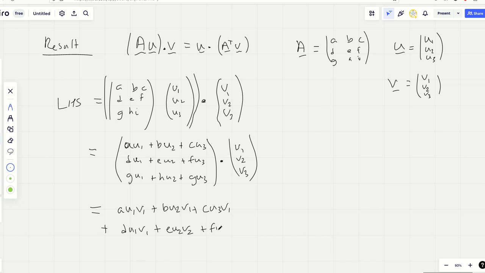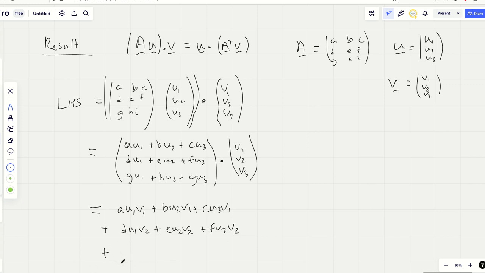Plus FU3, V3. Oh, God, I'm doing it wrong, aren't I? DU1, because I'm dotting all of that with V2. So all of this should be being multiplied by V2 now. I apologise. DU1, V2 plus EU2, V2 plus FU3, V2. Do you see what I mean? It works the other way to the matrix.